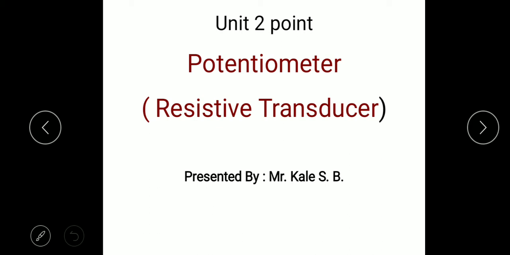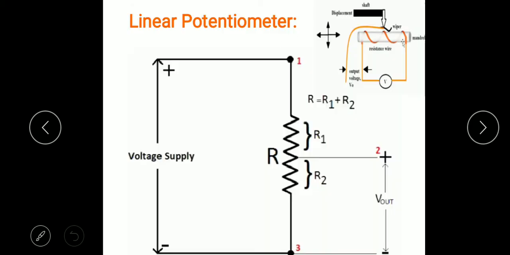So simple. For linear displacement measurement, we will use the linear potentiometer, and for rotary type measurement, we will use the angular potentiometer. But remember, the potentiometer has another name, the resistive transducer. Now come to the diagram. First, the linear transducer. This is the linear transducer diagram.